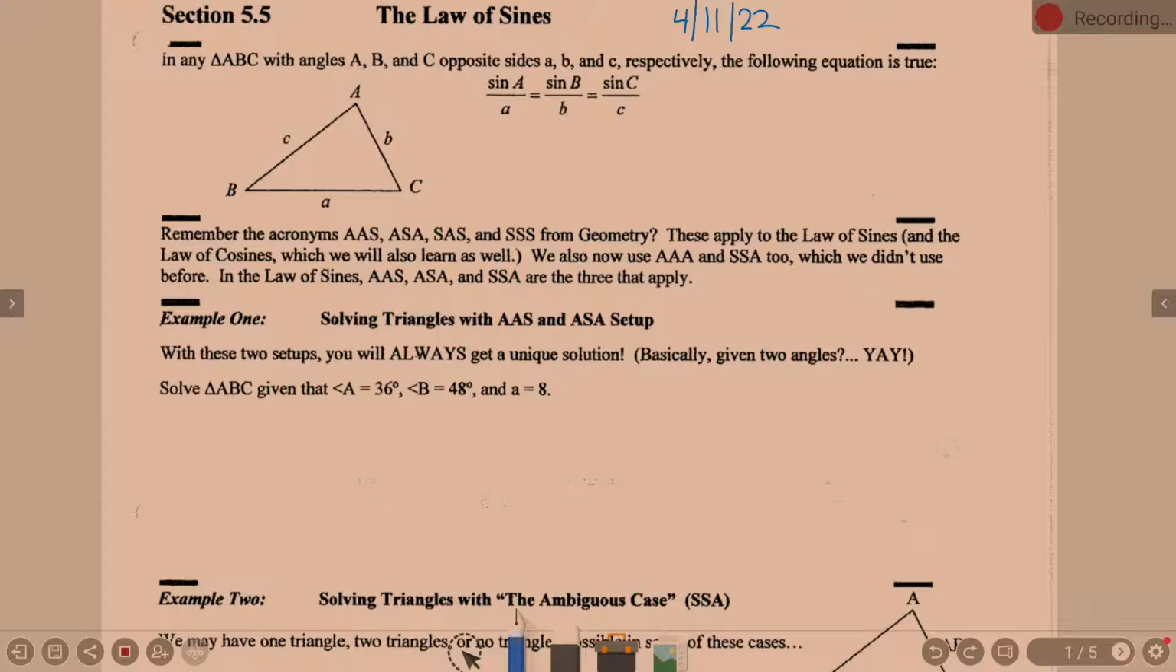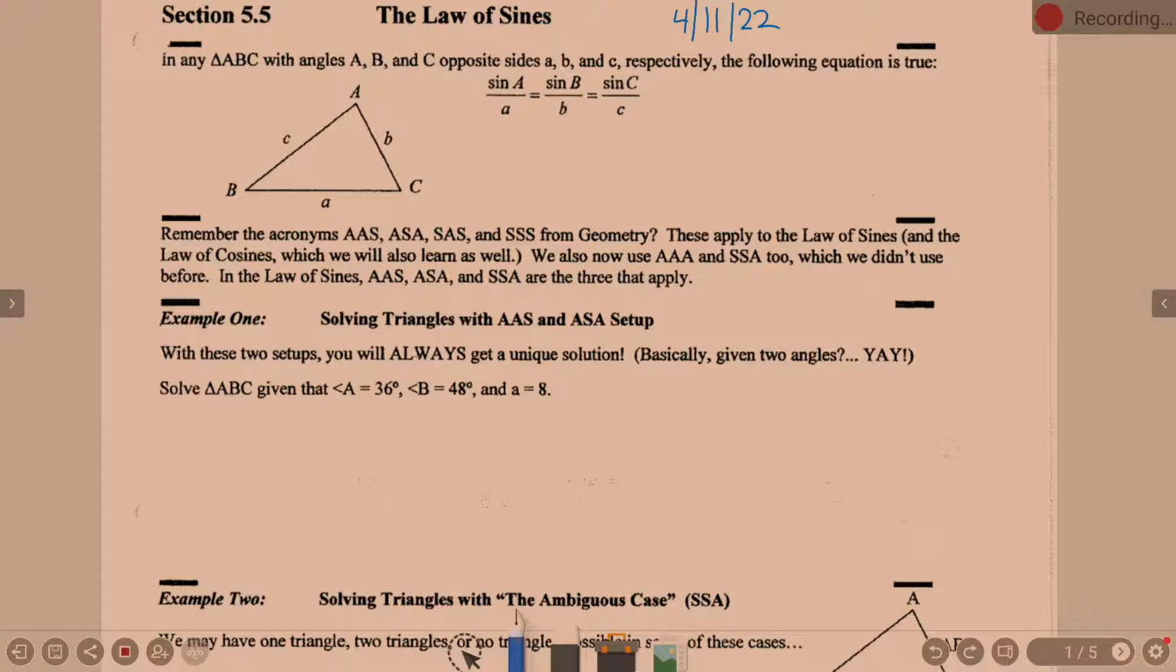And do notice, if here's angle A up top, where is side a? Side a is the one that is directly opposite it, right? If angle B is over here, side b is the one directly opposite. Angle C is here, side c is the one over there. Okay? So those are all the pieces.